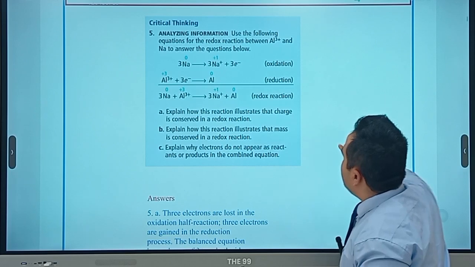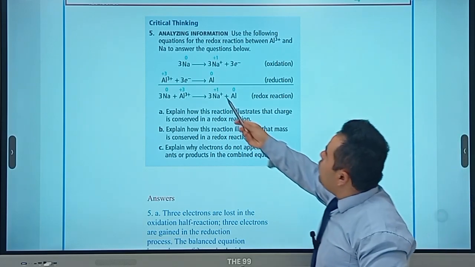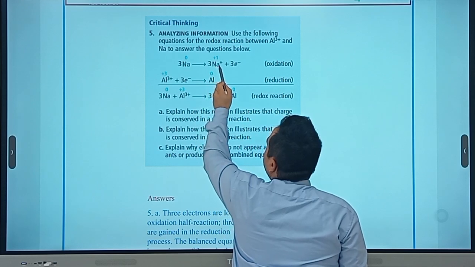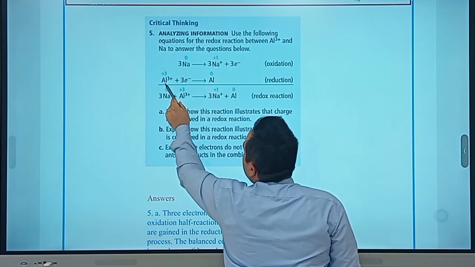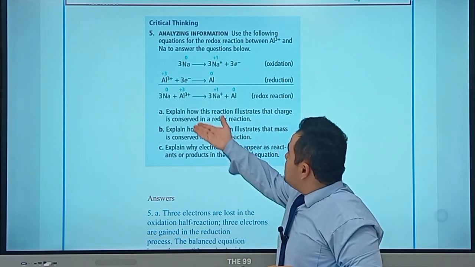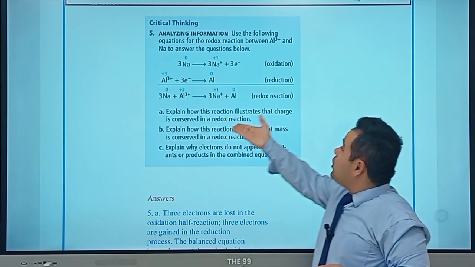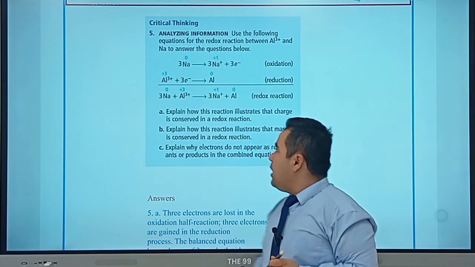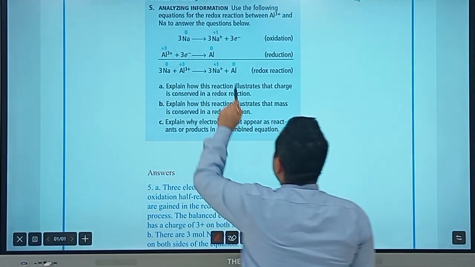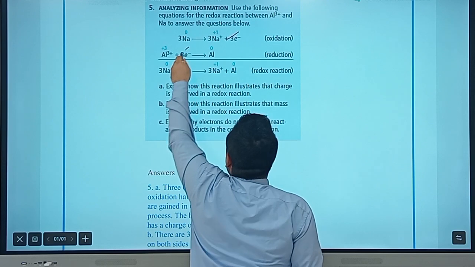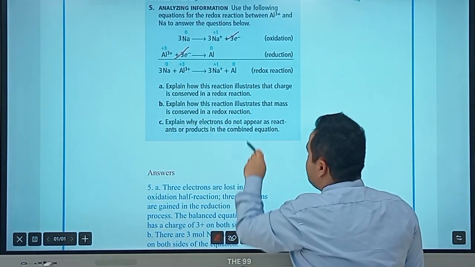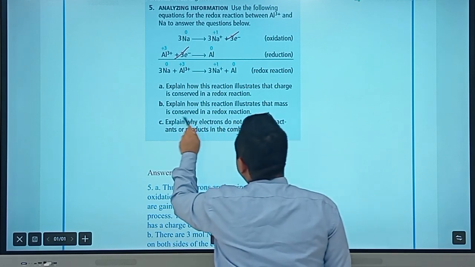About the critical thinking, guys, the following reactions are given. Na atom goes to form Na ion plus 3 electrons. Al positive 3 plus 3 electrons goes to Al. Explain how this reaction shows that the charge is conserved. The charges are conserved because the number of electrons lost equals the number of electrons gained.